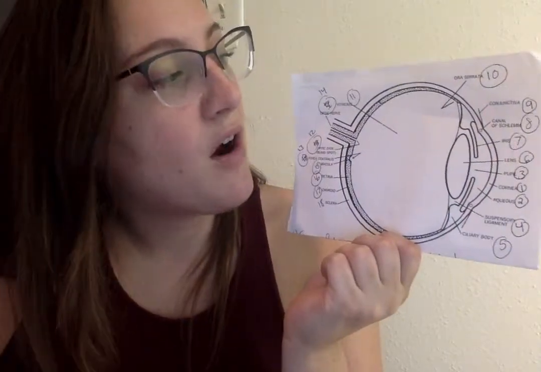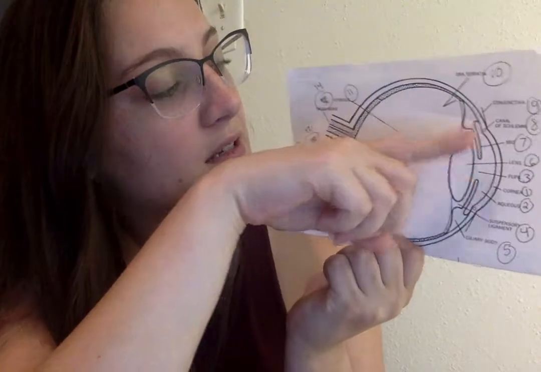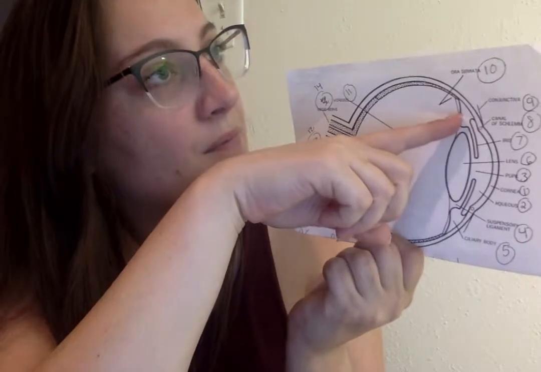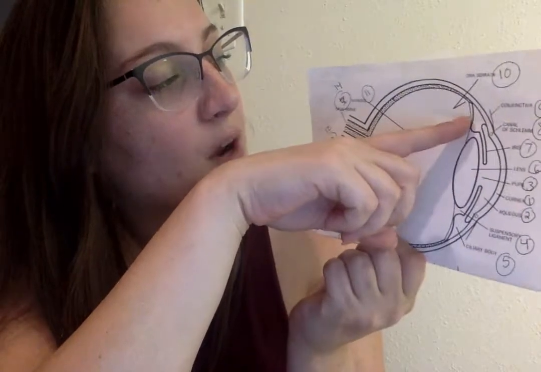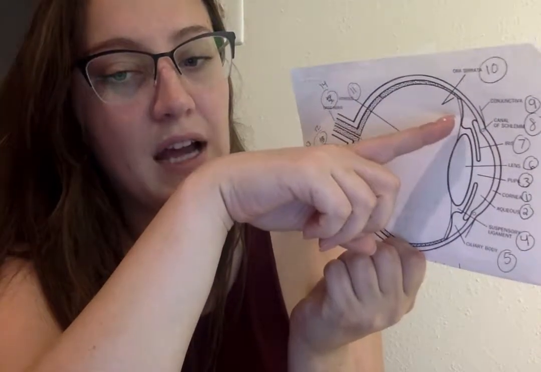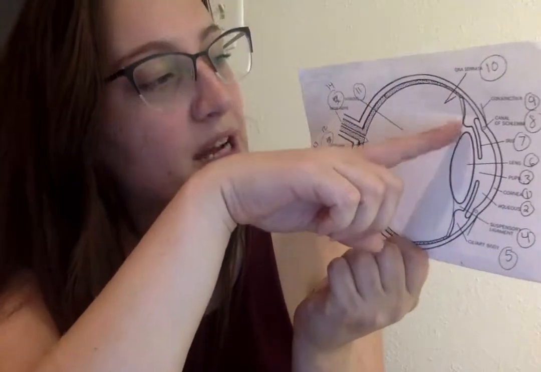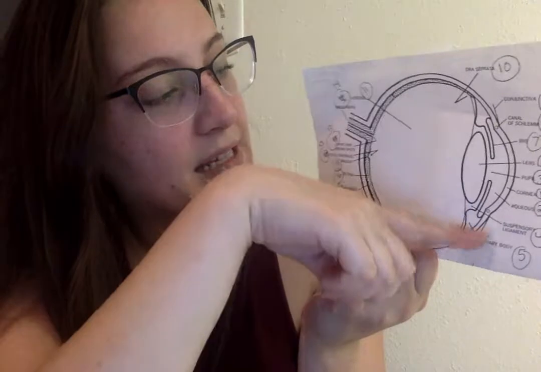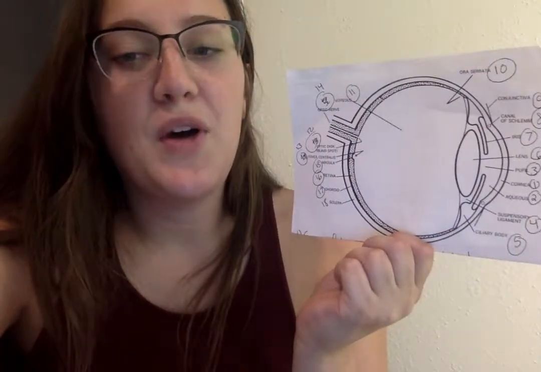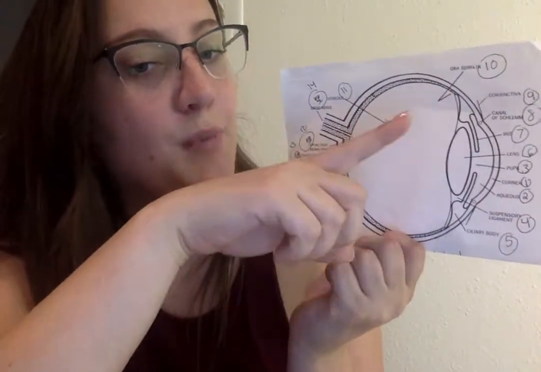So then we have our ora serrata. It separates the light-sensitive parts of the eye from the non-light-sensitive parts. So it separates the retina and the ciliary bodies. And so it's a good junction and it marks the transition between the light-sensitive parts and the non-light-sensitive parts.